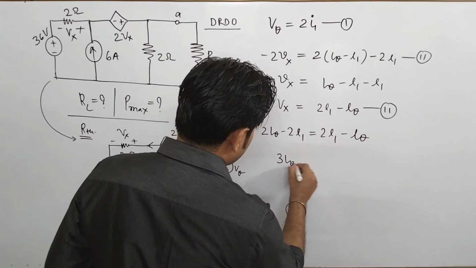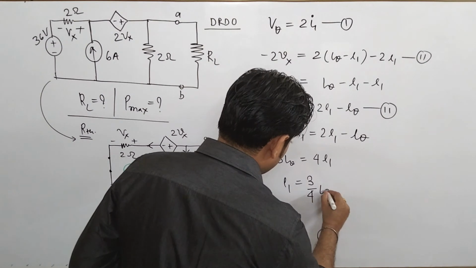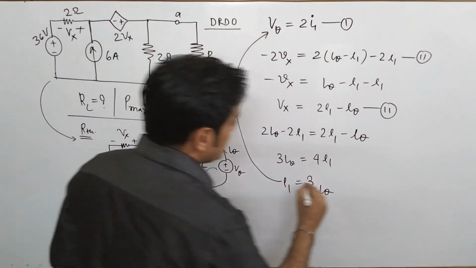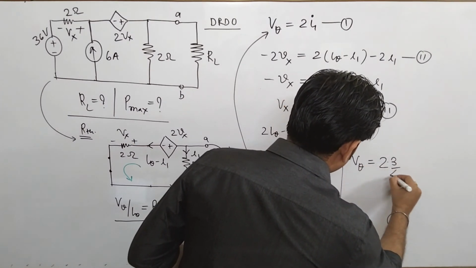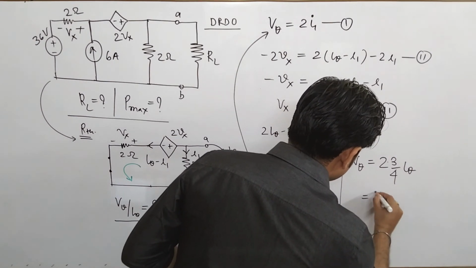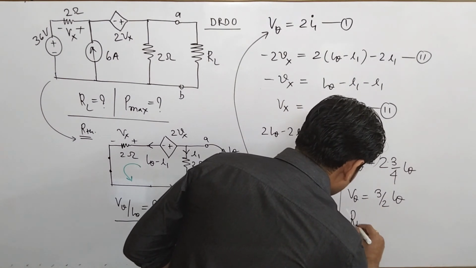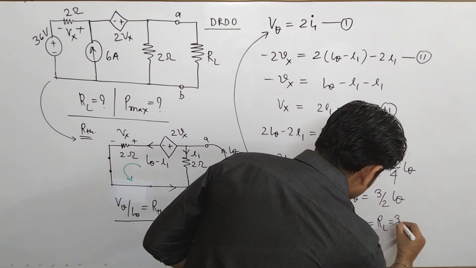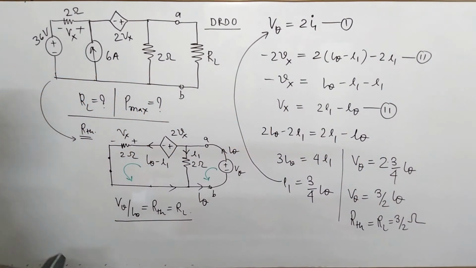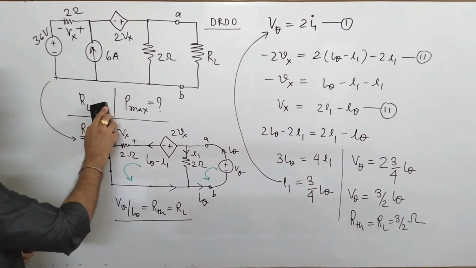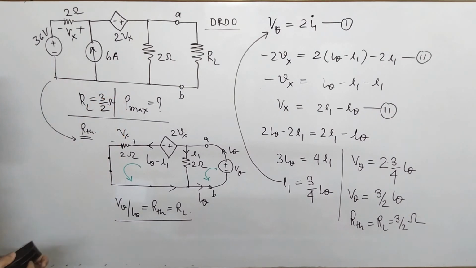Okay. So that comes to be how much? It is 3 of I theta, that is equal to 4 of I1, or you can say I1 is 3 by 4 of I theta. So now I put this value here. So here V theta comes to be how much? It is 2 into 3 by 4 I theta, or you can say it is 3 by 2 I theta. Okay, or you can say it is RTH, or your RL is 3 by 2 ohm. Okay, so you have found the value of RL. So with this, this one portion is finished, and it was asked in a DRDO question, that is 3 by 2 ohm. This is your value of RL.